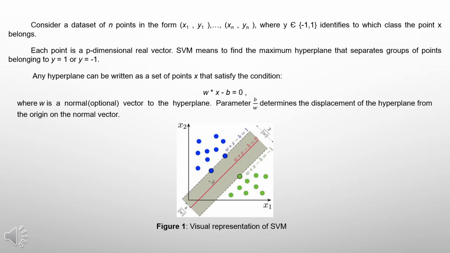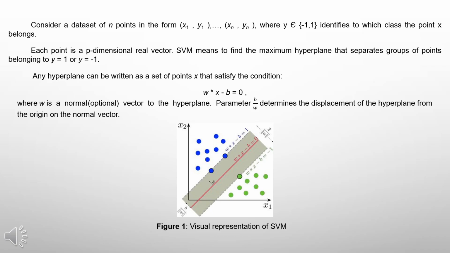Consider a dataset of n points in the form where y_i equals -1 or 1 identifies to which class the point x_i belongs. Each point is a p-dimensional real vector. SVM means to find the maximum-margin hyperplane that separates groups of points belonging to y equals 1 or y equals -1.